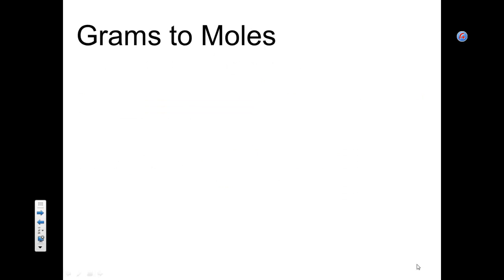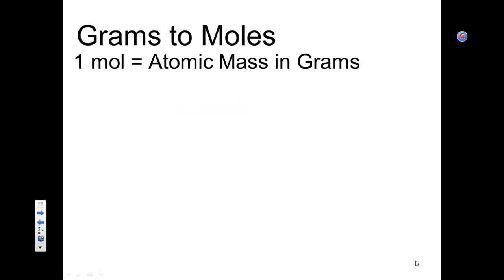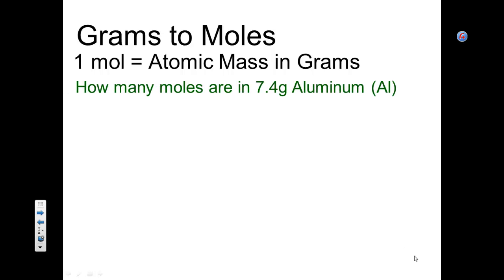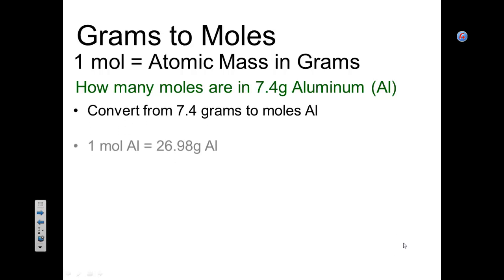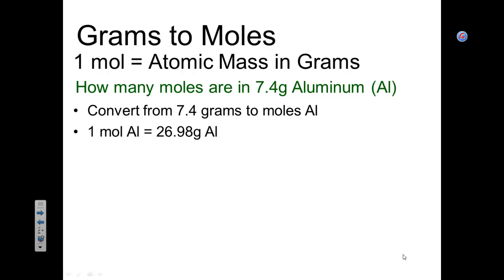So let's try converting from grams to moles. We know that 1 mole is the atomic mass in grams, so let's try this problem. How many moles are in 7.4 grams of aluminum? This problem is asking us to convert from grams to moles, so we need to know the gram to mole ratio. For aluminum, it's 1 mole of aluminum for every 26.98 grams. Again, you get the grams from looking at the atomic mass on the periodic table.